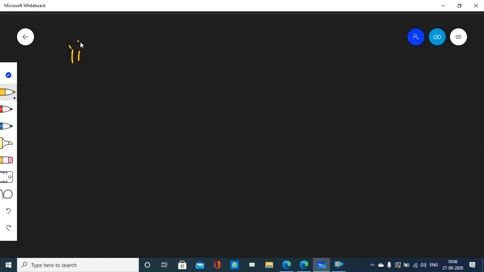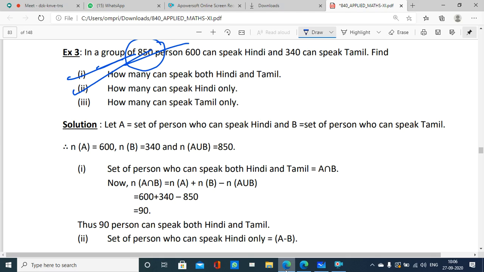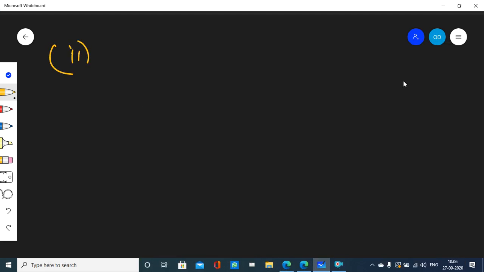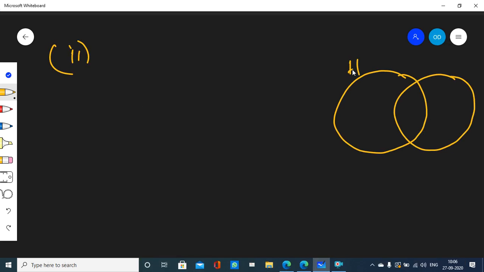The second bit is how many speak Hindi only. Can you tell me which region carries the people who speak Hindi only? They have nothing to do with Tamil. They don't speak Tamil at all. They speak only Hindi. Which set do they belong to? H minus T, right?